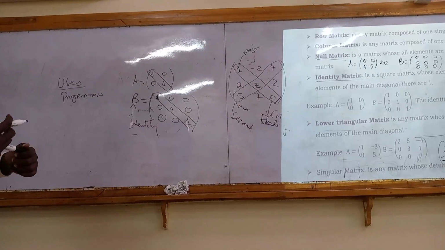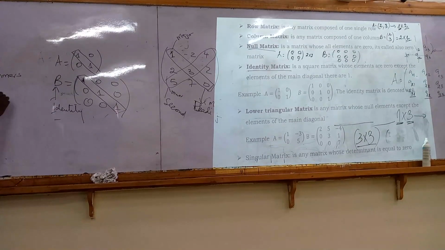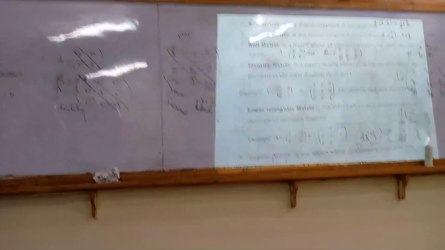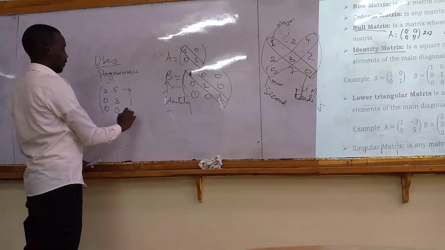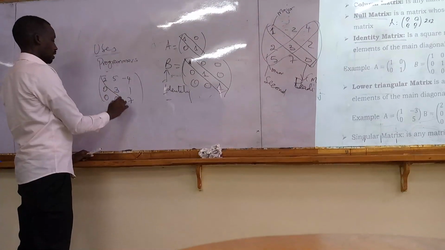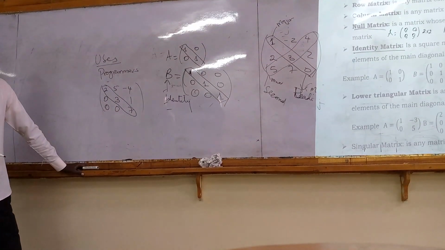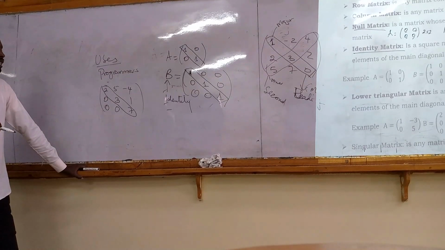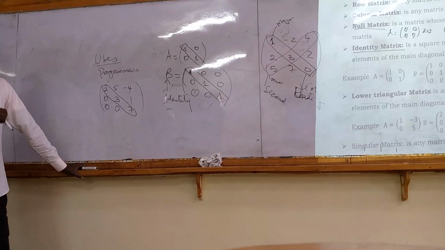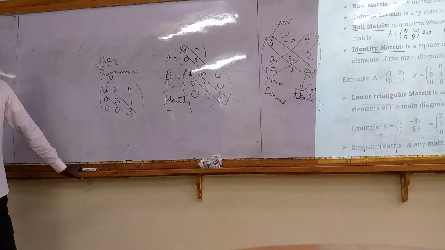That's except the elements on the main diagonal. So what we call the lower triangular, we have a matrix. Let's take an example of 2, 5, negative 4, 0, 3, 1, 0, 0, 7. Here, 2, 3, 7 are the elements in the main diagonal. So if the elements below the main diagonal are zeros, we call that matrix a lower triangular matrix.